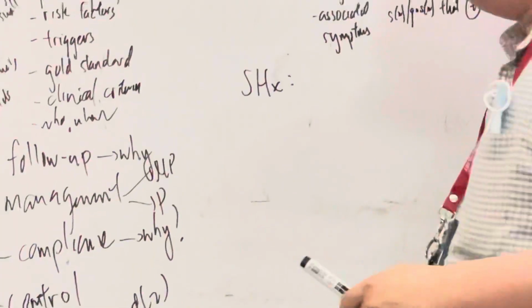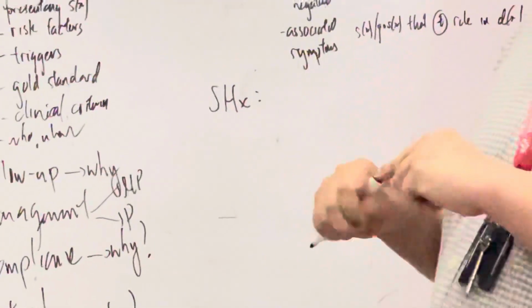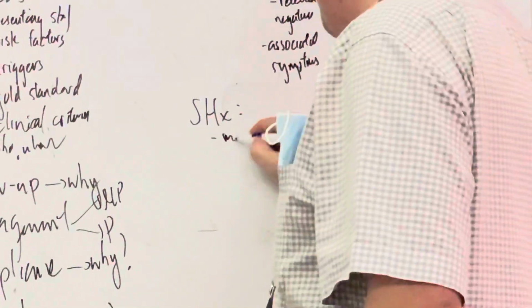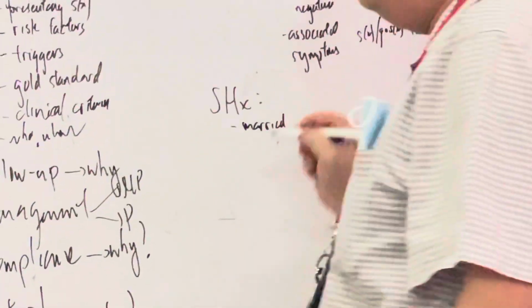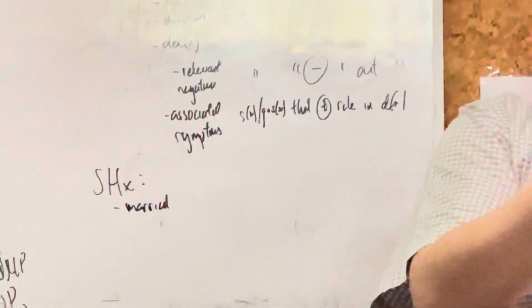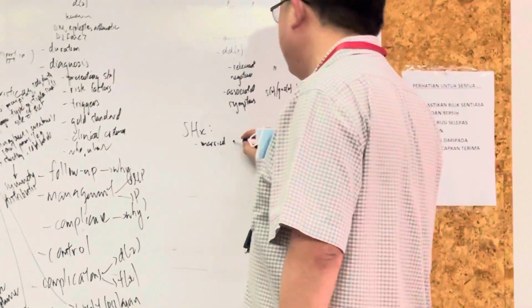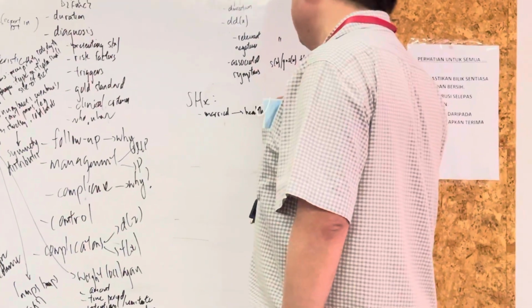Okay, so social history. What's the social history? What's the most important social history to ask? Living condition. Married, not married. If you are a guy and you're married, you're going to live longer than the single guy, okay, because you got someone to take care of you. Okay, married, not married. Health of spouse.